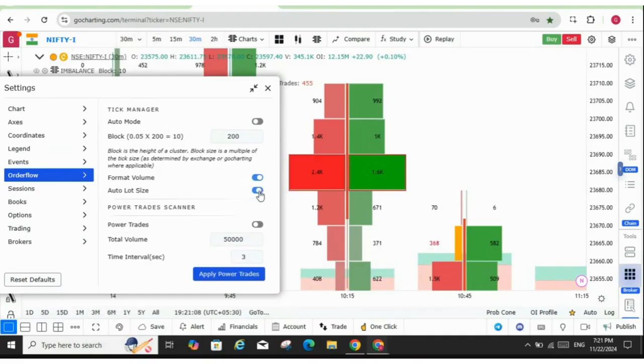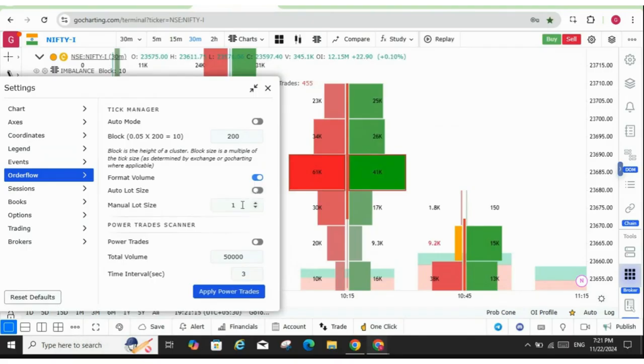So if you click on this, the entire numbers will be divided by 25. Okay. Maybe in future, if the Nifty lot size gets changed to 75, you can put the manual lot size at 75. So you see all the numbers are being divided by 75.